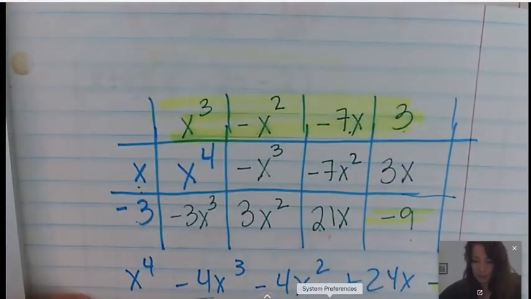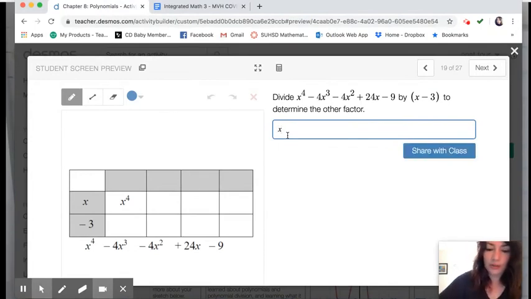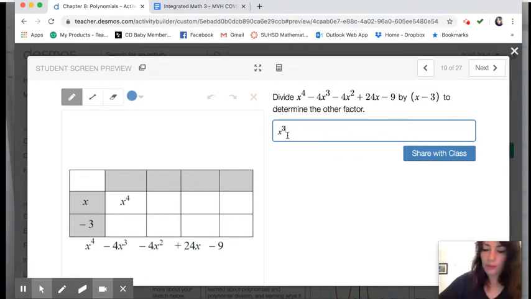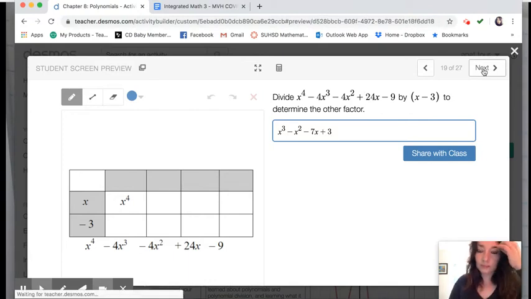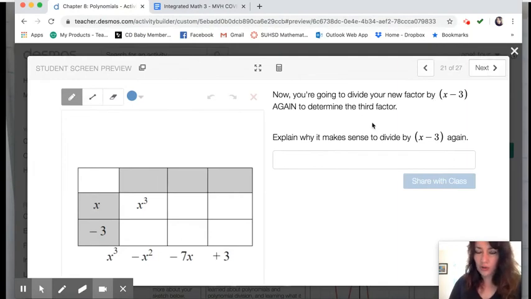All right, let's go back. Our answer to this is x raised to the third minus x raised to the second minus 7x plus 3. Now you're going to divide your new factor by x minus 3, again to determine the third factor. All right, so we're going to go ahead and use that to divide by x minus 3.